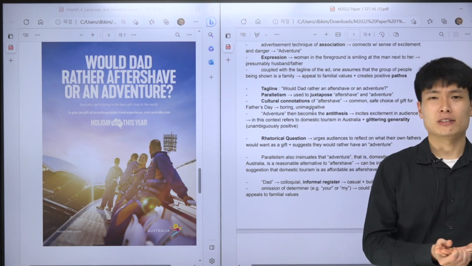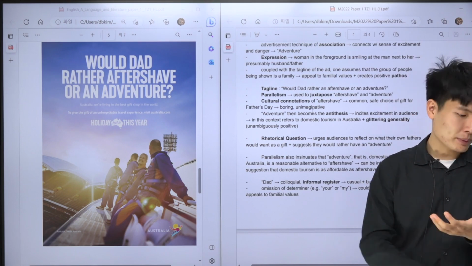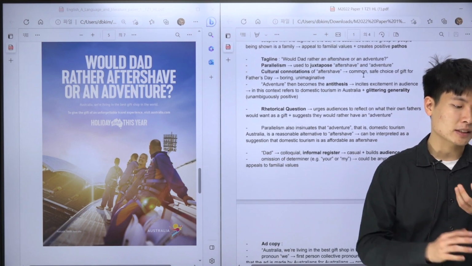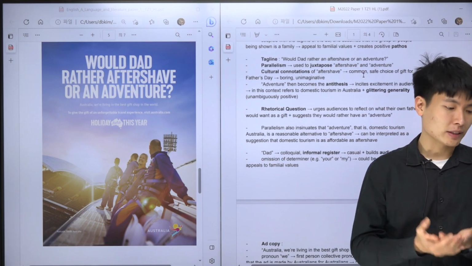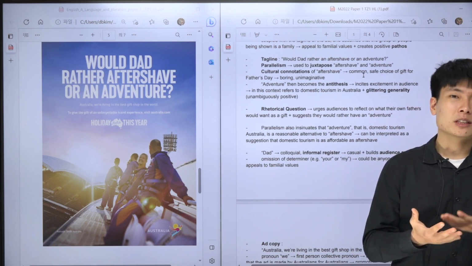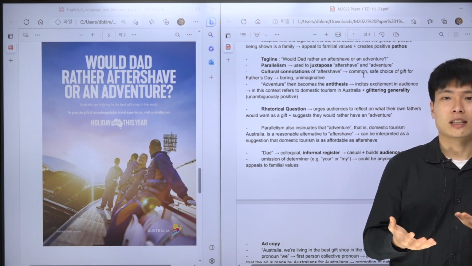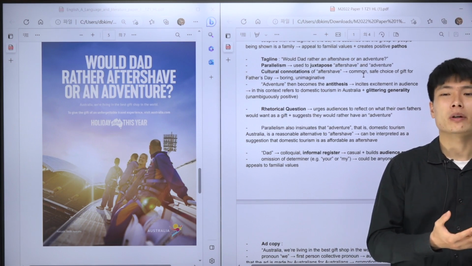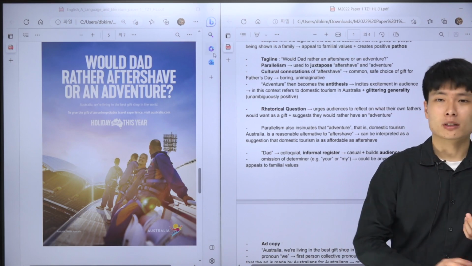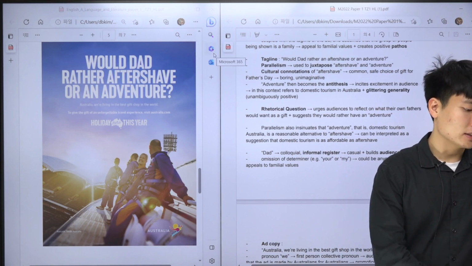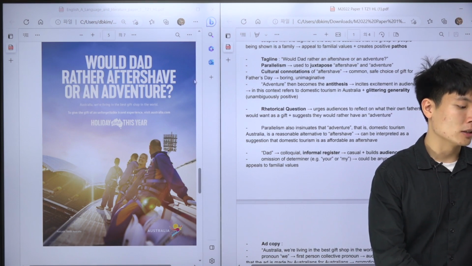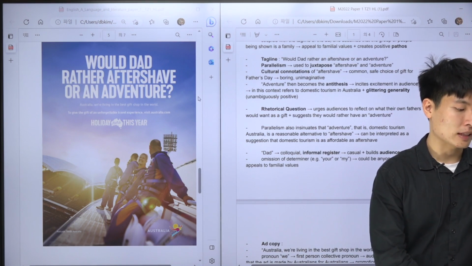So aftershave, you may or may not be aware of this, but aftershave is a very safe choice of gift for fathers, especially on Father's Day, which is also to say that it is also considered boring and unimaginative. At least the advertisement wants to make you think so. And the reason is because aftershave is the antithesis of adventure due to the grammatical parallelism of this advertisement.